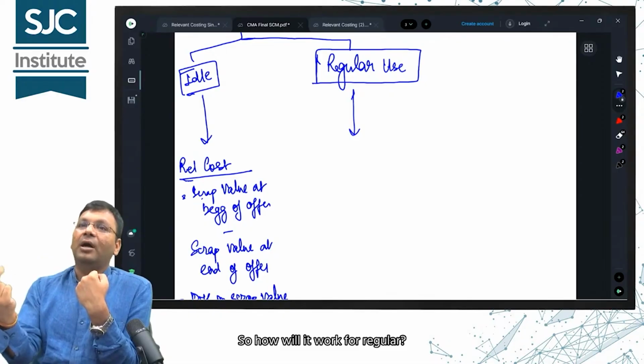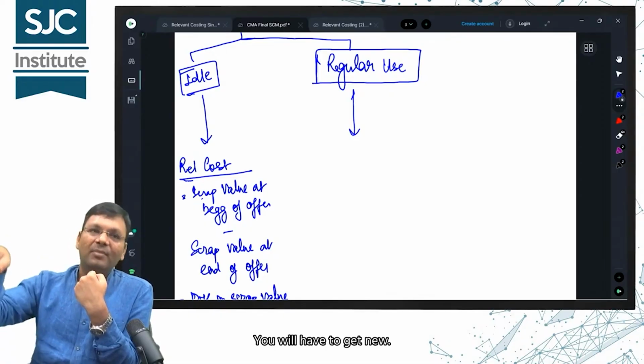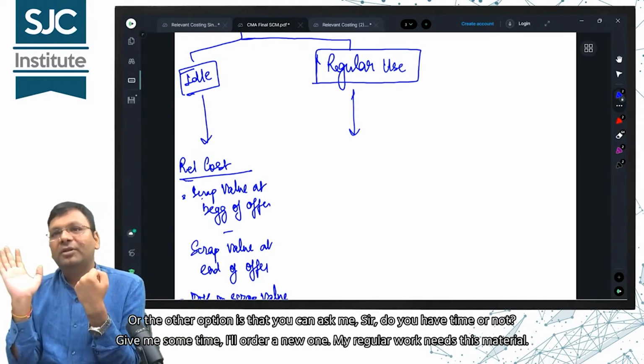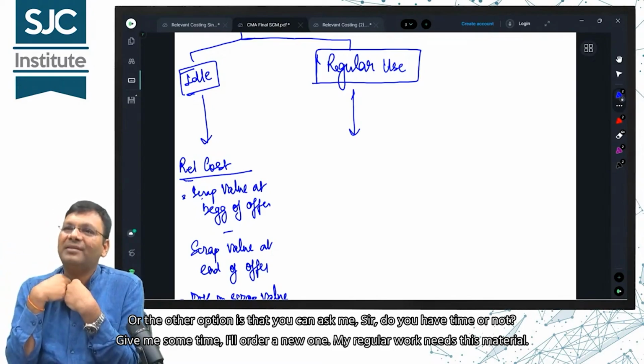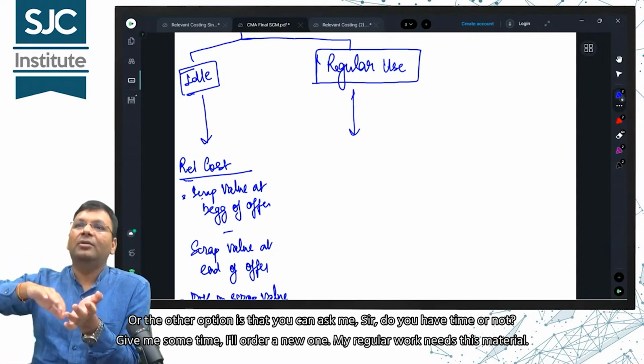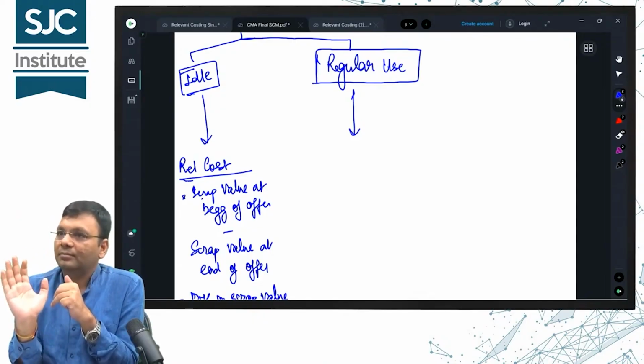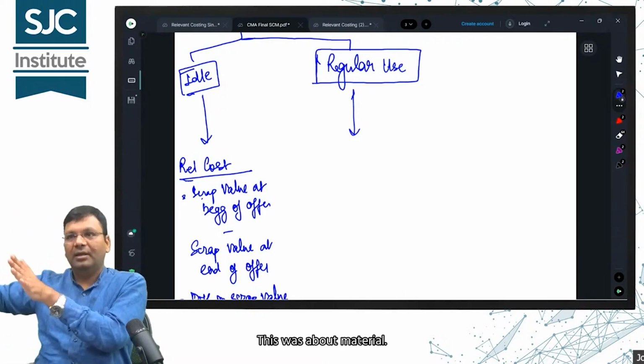If you give it, your regular work might be hindered. So how will it work for regular work? You will have to get new. Or the other option is that you can ask me, sir, do you have time or not? Give me some time, I'll order a new one, as my regular work needs this material. We saw this. This was about material.